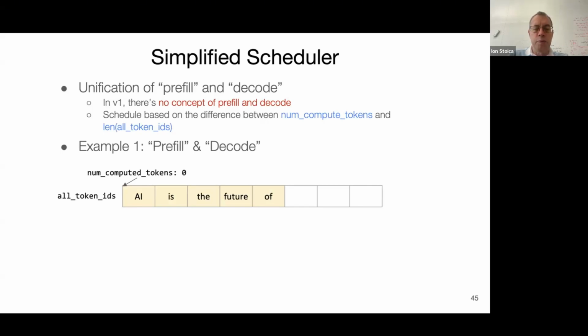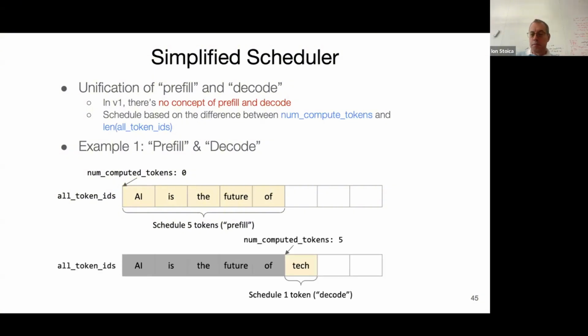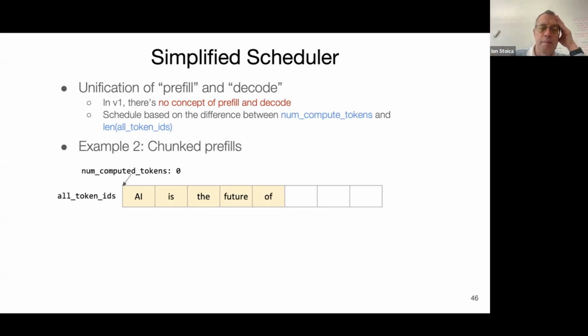You have number of computed tokens is 0. All tokens to be processed are in this all-token-IDs list, in this case 5. You can have a prefill, and you basically say, okay, I want the number of tokens to be processed to be 5, and that's the only thing you need to say. You don't need to say, oh, this is a prefill phase, this is a decoding phase, nothing like that. You just give 5 tokens, and you take care of them, right? And then for decode, you give 1 token, generated, right?